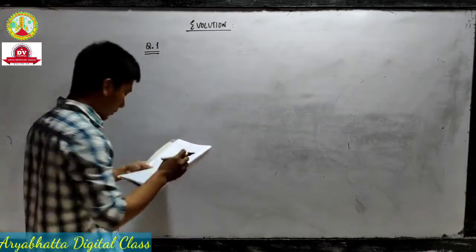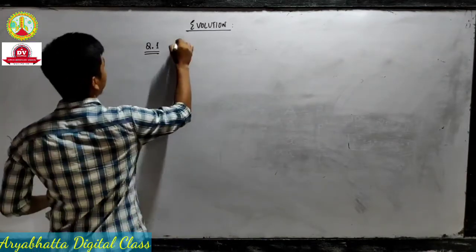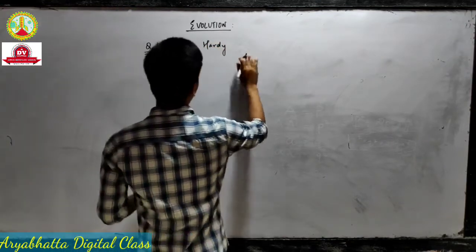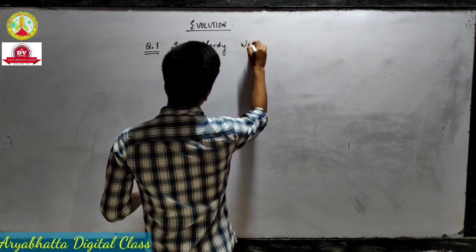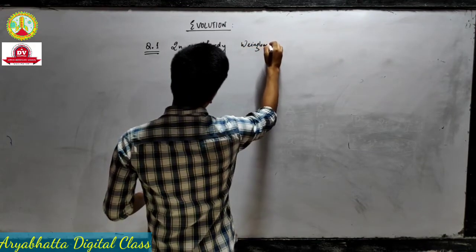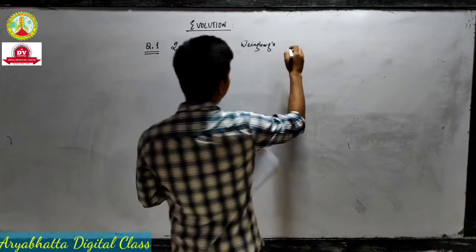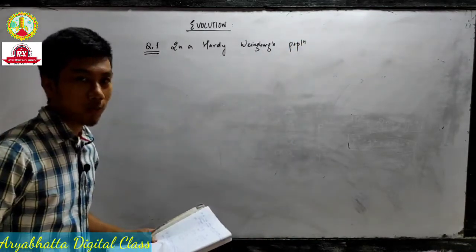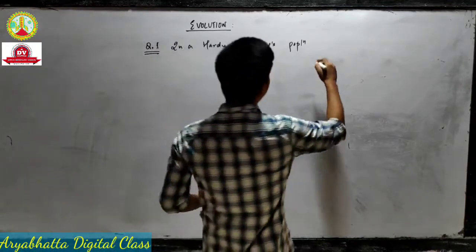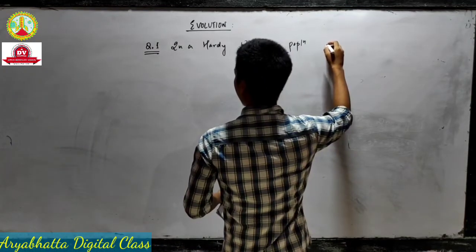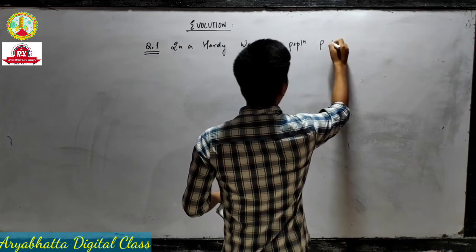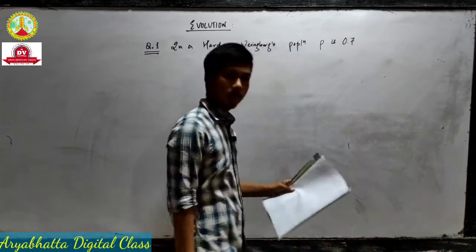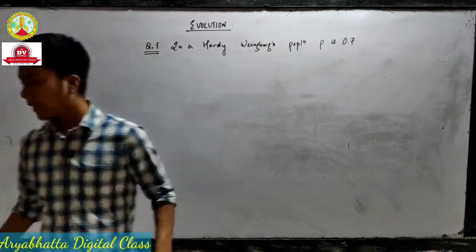I'll give you a very simple question. It is the toughest thing to do. In a Hardy-Weinberg population, P is 7. Let me change it.